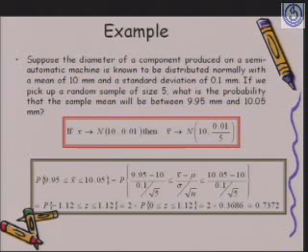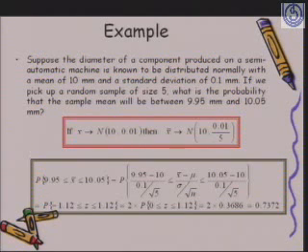So now you write it mathematically. And how do you write it? It is the first expression in the box shown in the slide, the lower box. What is happening here is that they are trying to find the probability of X bar lying between 9.95 and 10.05.